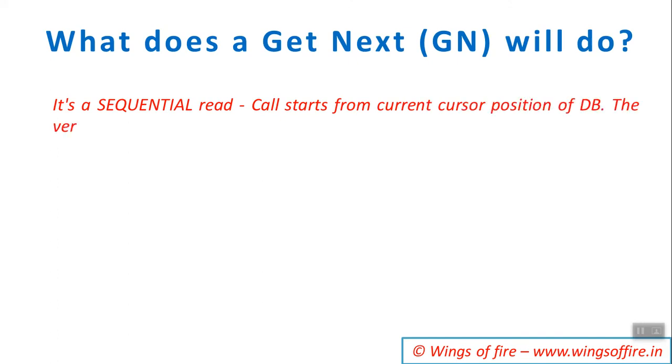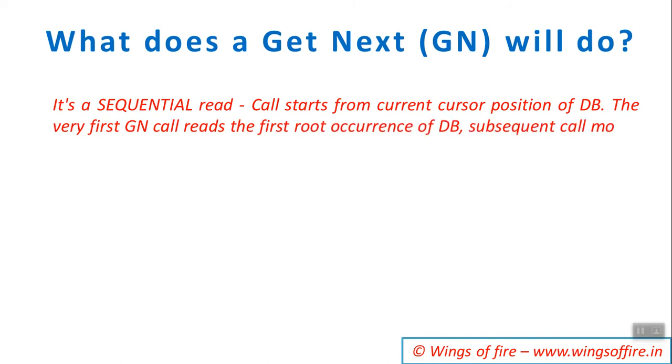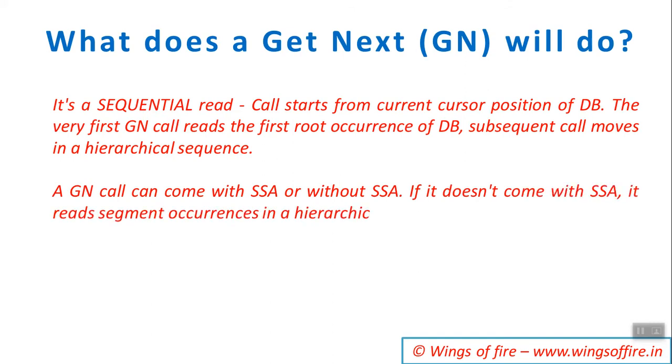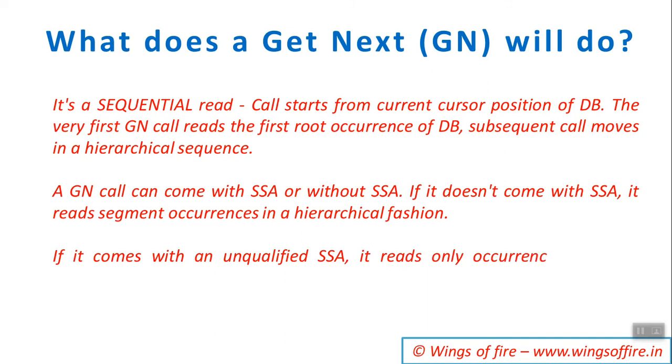A GN call can be given without SSA, with unqualified, or with a qualified SSA. It's a sequential read and reads in a hierarchical fashion. It always starts from the current cursor position. The very first Get Next will read the first root occurrence of the database. A subsequent Get Next is going to read from the current cursor position. Suppose your cursor is in the middle of the database. If you give a Get Next, it is going to read from the current cursor position, which is in the middle of the database, while GU always goes from the top of the database.